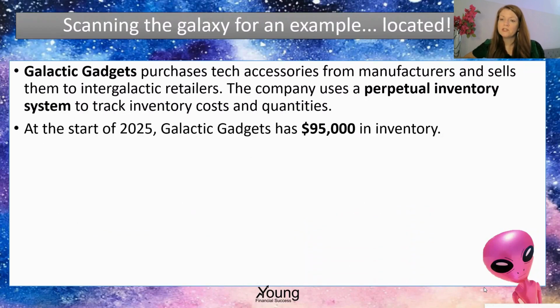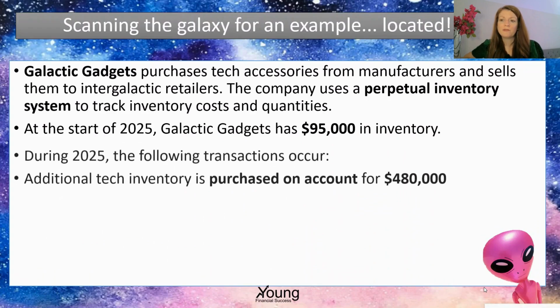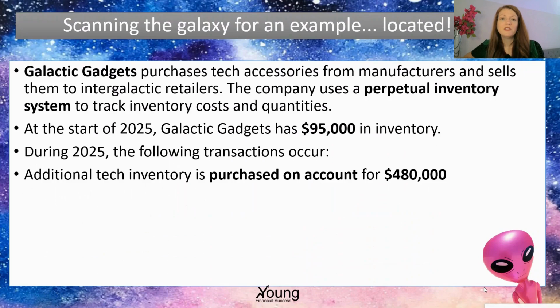At the start of 2025, Galactic Gadgets had $95,000 in inventory. During 2025, the following transactions occur. So they've already got 95,000, and I'll just tell you, if you like to use T accounts, keep up with this in a T account. Those can be super, super helpful. So I would make a T account that says inventory, and then you'll be putting a debit for the goods they already had in inventory, which was 95,000.